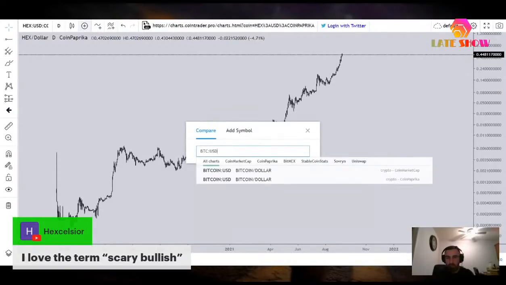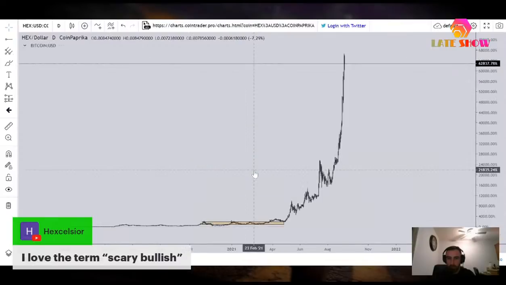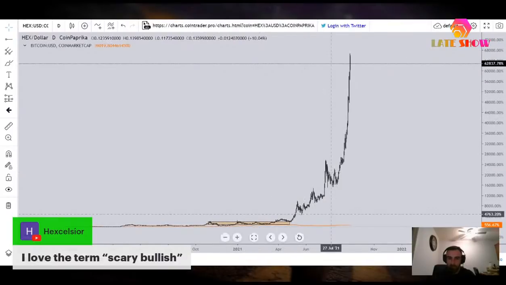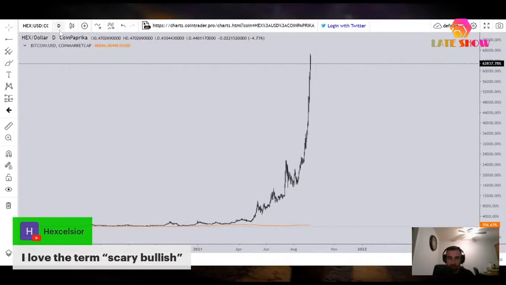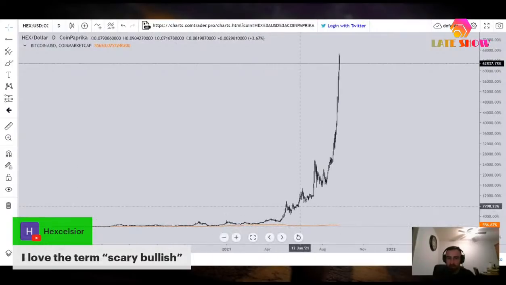Bitcoin, USD. I mean, it's not fair. It really isn't fair. You see that chart that Richard posts all the time? This is literally what Hex is doing. That orange line is Bitcoin compared to Hex in terms of a percentage of movement since Hex was released. It's not close. It's a 62,300% difference. Hex is outperforming Bitcoin since the day it came out.